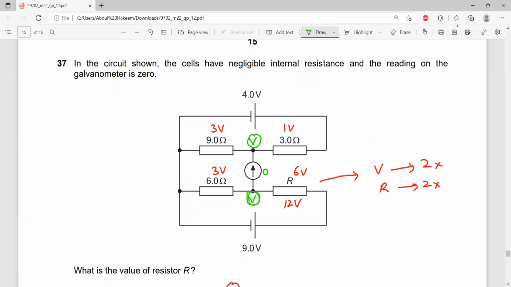Same potential at both ends. That's why there is no potential difference, and no current is flowing. So the galvanometer reading is 0. Now this is a 4 volt.